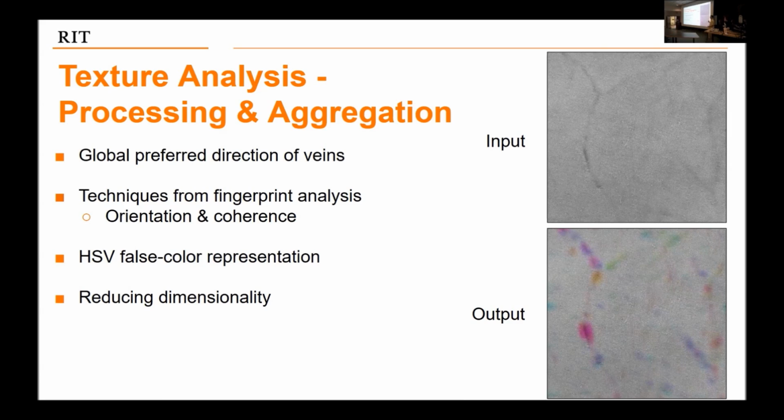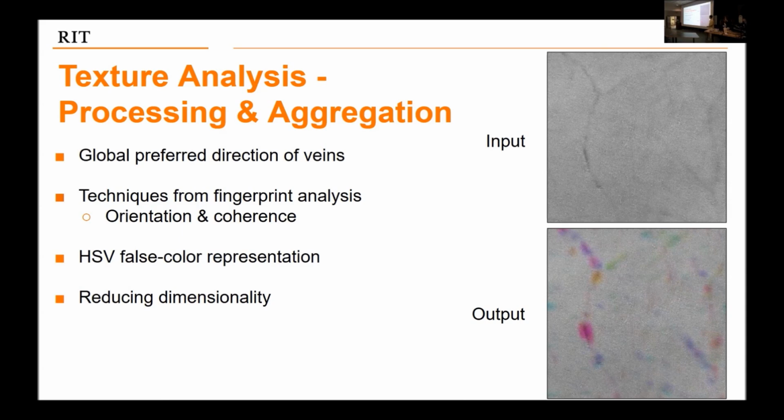In order to get these statistics, we've borrowed techniques from fingerprint analysis to calculate an orientation and coherence image for the drumhead. This is a hue, saturation, value, false color representation of the input image with the orientation and coherence, where the coherence is the saturation and the orientation is the hue. So you can see in areas where there are very clear veins, you have very high saturation with a single color, and that will change with the direction.